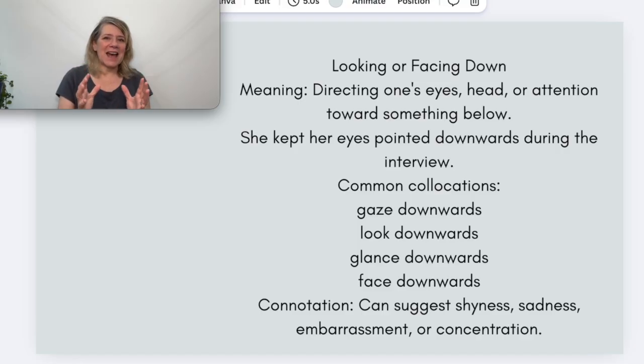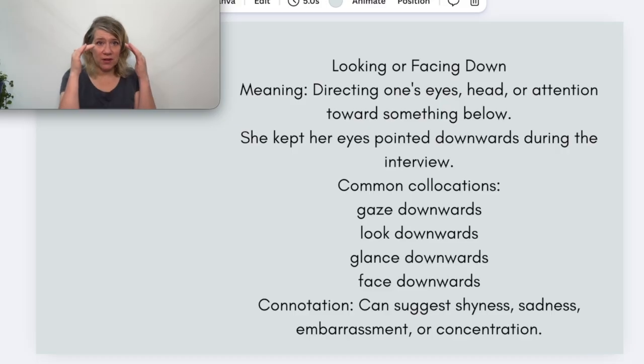Looking or facing down. So this is talking about the directions of one's head or attention towards something below. She kept her eyes pointed downwards during the interview. Oh, don't do that in the United States. So the United States is big on eye contact. Perhaps all Western culture is big on eye contact. We want you to look us in the eye because that's how we tell you're being honest and authentic. Other cultures don't see it as honest and authentic. Other cultures might see it as a challenge. But in the United States, if you're in a job interview, look people in the eye. She kept her eyes pointed downward during the interview.